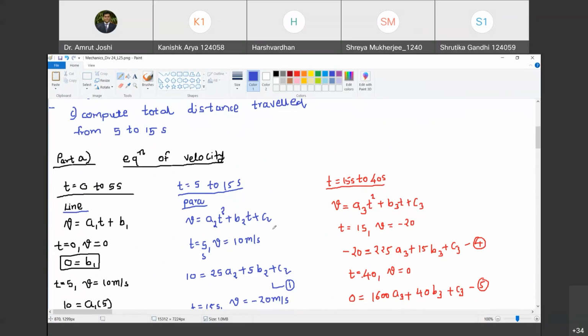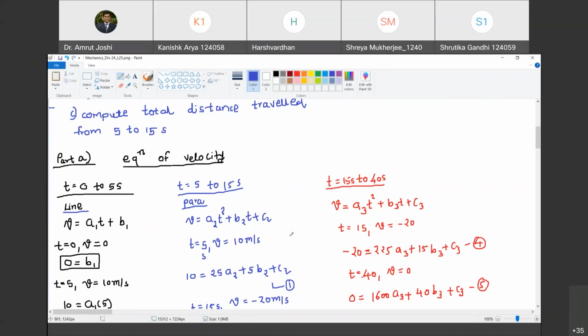Are you with me? Yes, sir. So I have taken the general equation of parabola, and now I am going to apply conditions. How many conditions would I require to evaluate three constants? I will require three conditions. Do you agree with me? Yes, sir. What is the first condition?